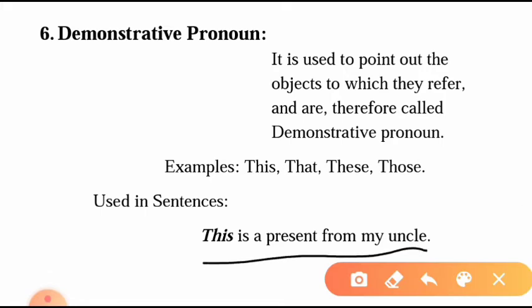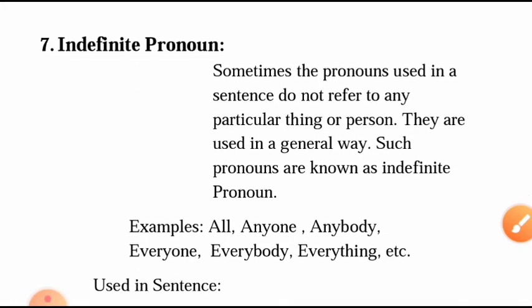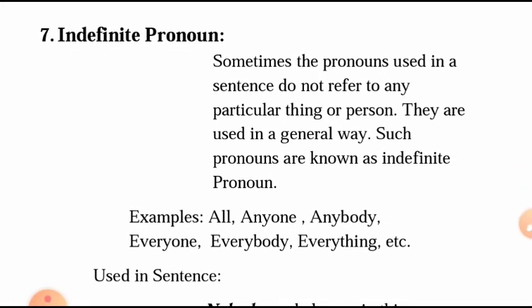So now you are pointing out the present which is from your uncle. So this is the demonstrative pronoun you are using to point out the object which is here. You can see, so I think it's easy. Let's move to the 7th, which is indefinite pronoun.